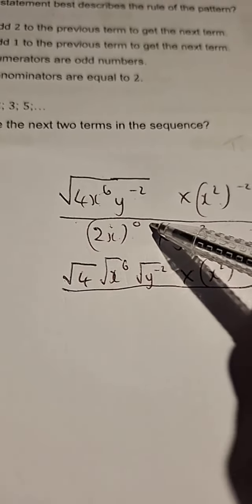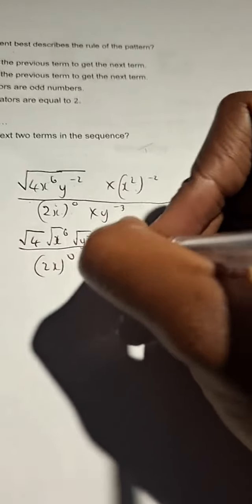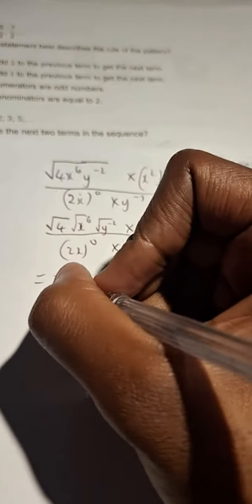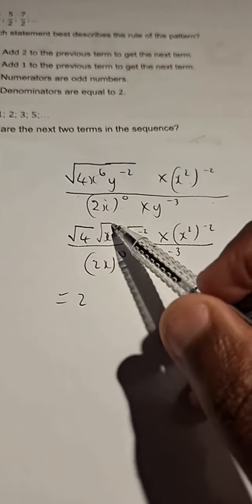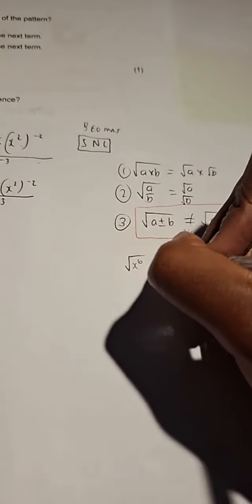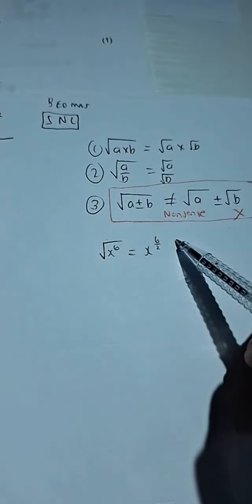Everything in the bracket is raised to the power 0. So what is that equal to? Guys, you don't need me to tell you that. You know, times y to the power -3. Now, what's the square root of 4? It is 2. X to the power 6, the square root. Guys, please understand this, that x to the power 6, the square root, you remove the square root, you say 6 divided by 2. Why do we say 6 divided by 2?